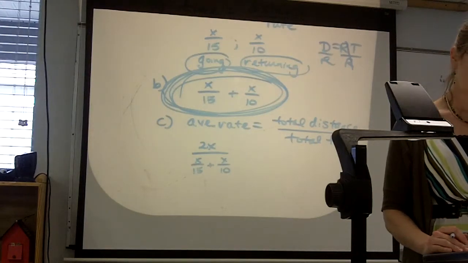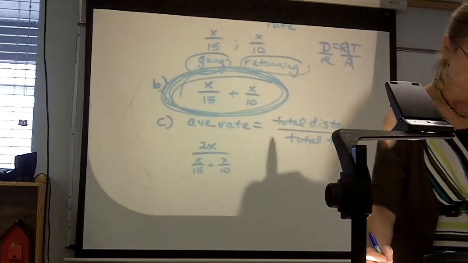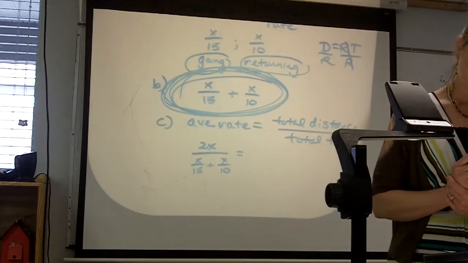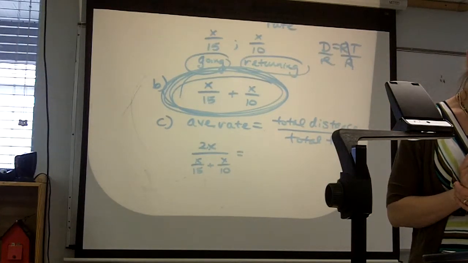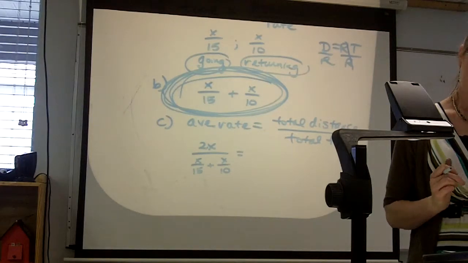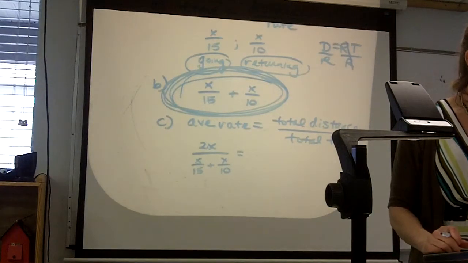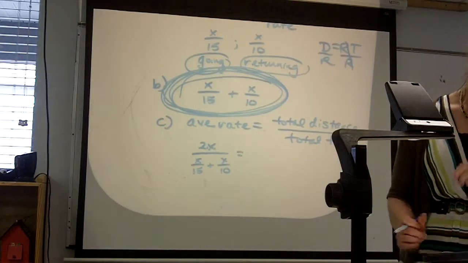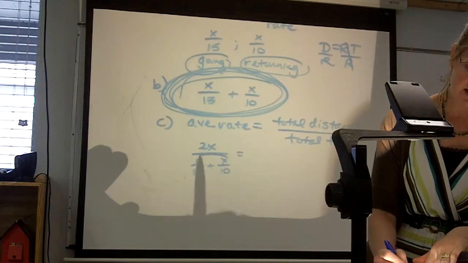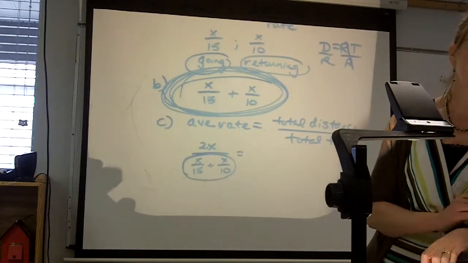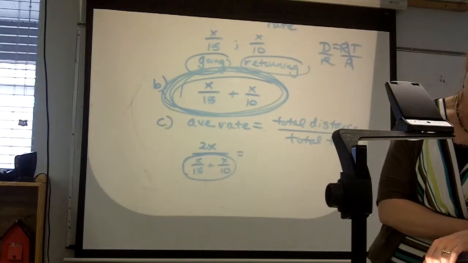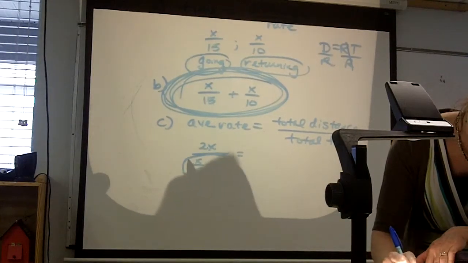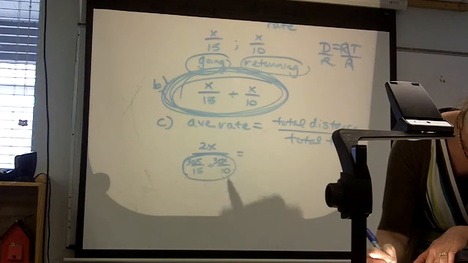And that equals the average rate. So what are we going to do from here? That is C. Except now we have to solve it. Need to deal with this first, right? Common denominator. What's the common denominator? 30, good.